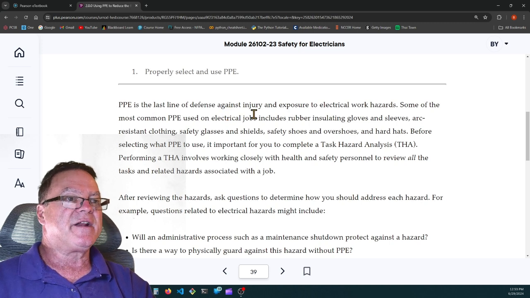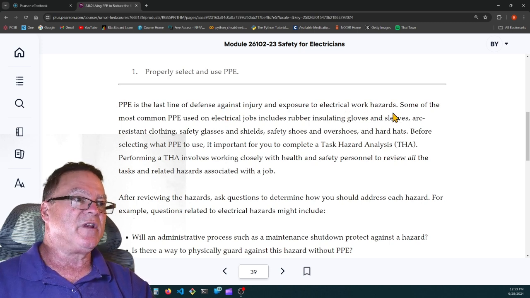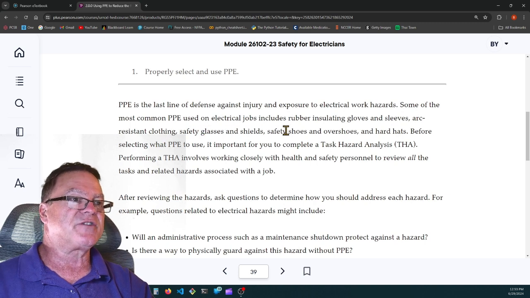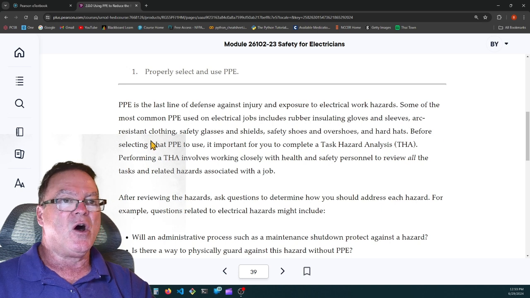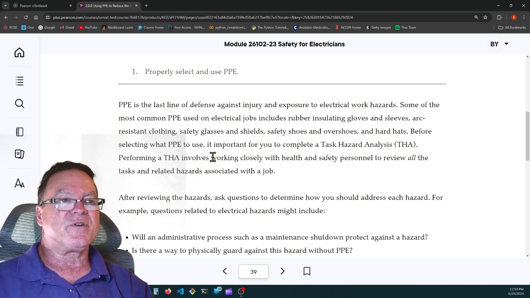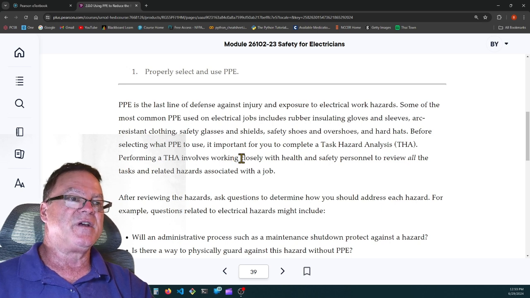PPE is the last line of defense against injury and exposure to electrical work hazards. Some of the most common personal protective equipment used on electrical jobs include rubber insulating gloves and sleeves, arc-resistant clothing, safety glasses and shields, safety shoes and overshoes, and hard hats. Before selecting what personal protective equipment to use, it's important for you to complete a task hazard analysis.